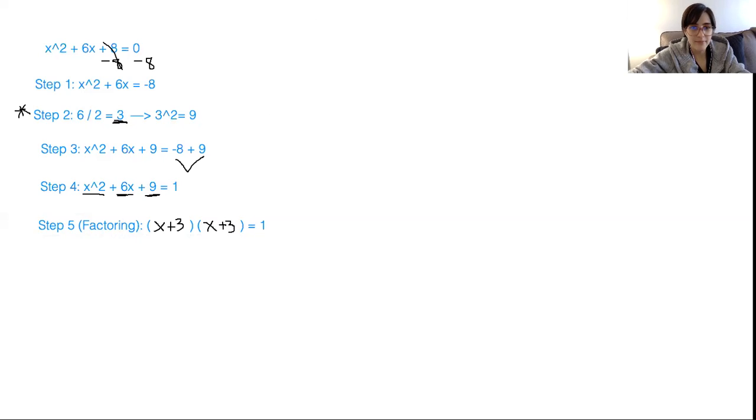My last step is going to be step 6. And here I'm just going to simplify. If I have x plus 3 times x plus 3, I'm multiplying something by itself. I can simplify that by just saying x plus 3 squared. And then I still need to carry down the rest of this, which is equals 1. And that is how I complete the square with one variable.